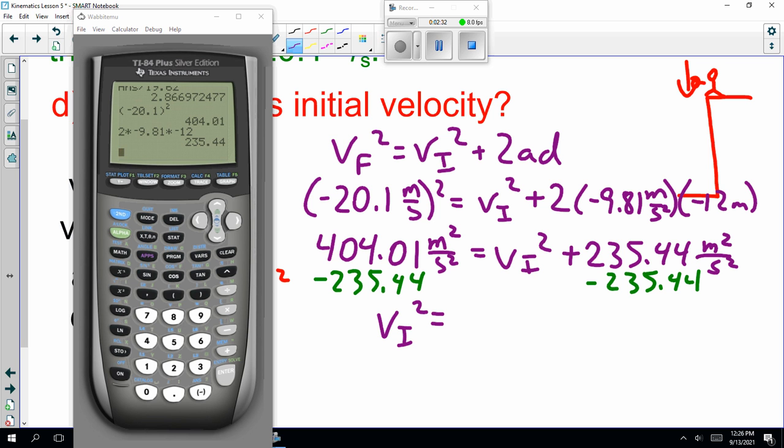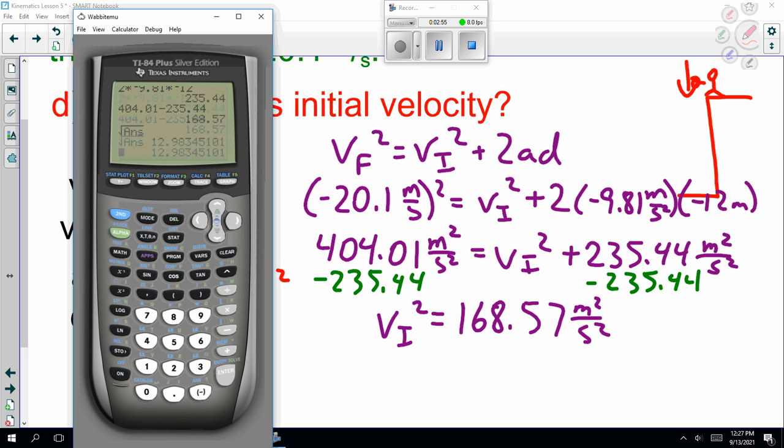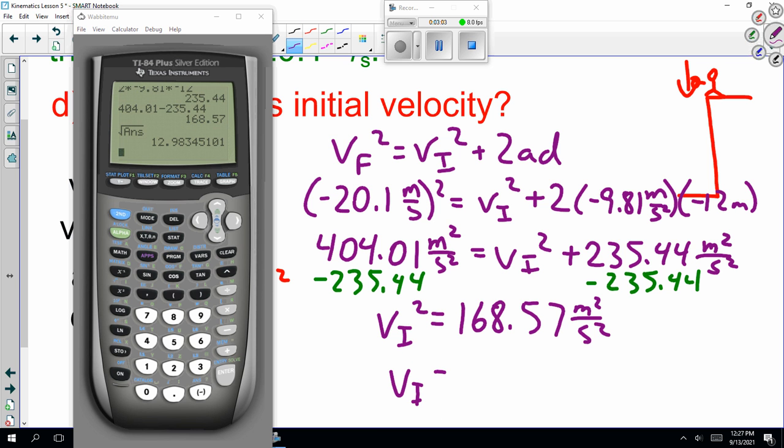Notice with the fancy calculator, we can just scroll up. 404 minus the other. That one equals 168.57 meters squared per second squared. And then we just do square root of our answer, and we're getting 12.98. So V initial, sorry, color code, Mr. Sutton, color code. Last question: is that plus or minus? That's minus 13.0 meters per second. So I'm throwing it down. All right? So that's how that goes.